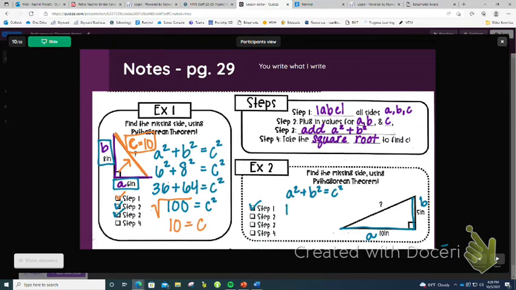Well, A was 10. So I've got 10 squared plus B is 5 squared, or it's 5 and then we need to square it, equals C squared. There's step 2. Step 3 is to actually add A squared plus B squared. So first we got to square those numbers. 10 squared is 100, plus 5 squared is 25, equals C squared. 100 plus 25 is 125, equals C squared.